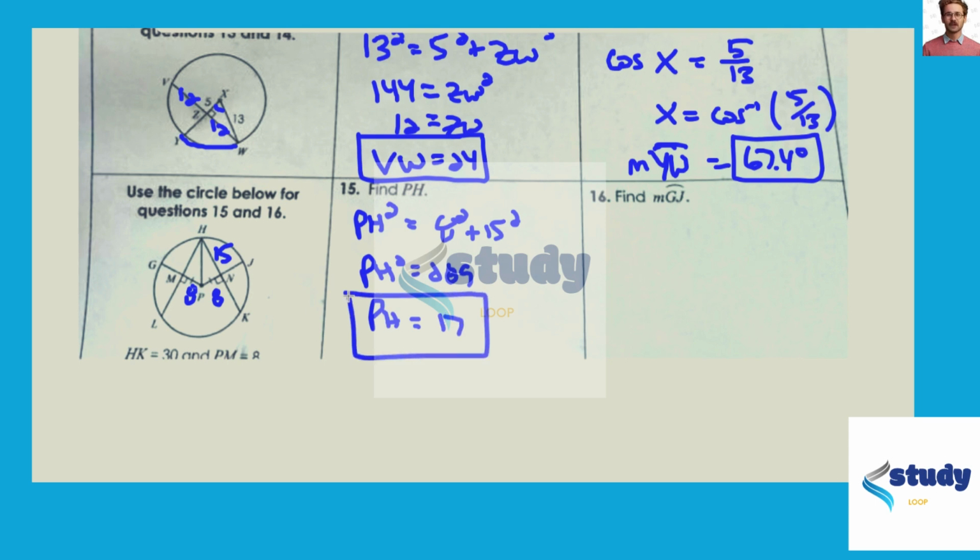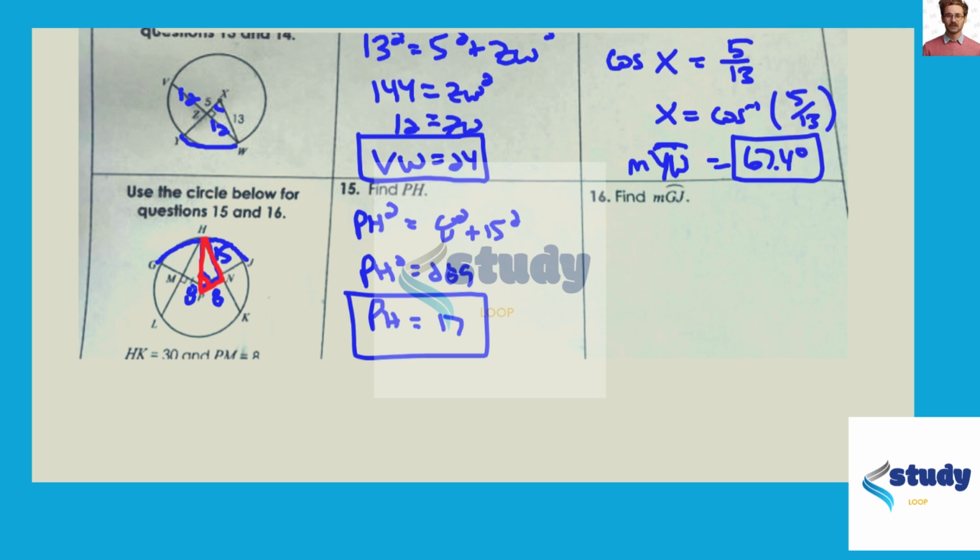In arc GJ, if we find just the measure of one angle, then from this right triangle we can double it to find the whole entire arc. So let's find the measure of angle, what I'm going to call P, in this right triangle. Let me highlight it in red. We want to find P, and we know the opposite.